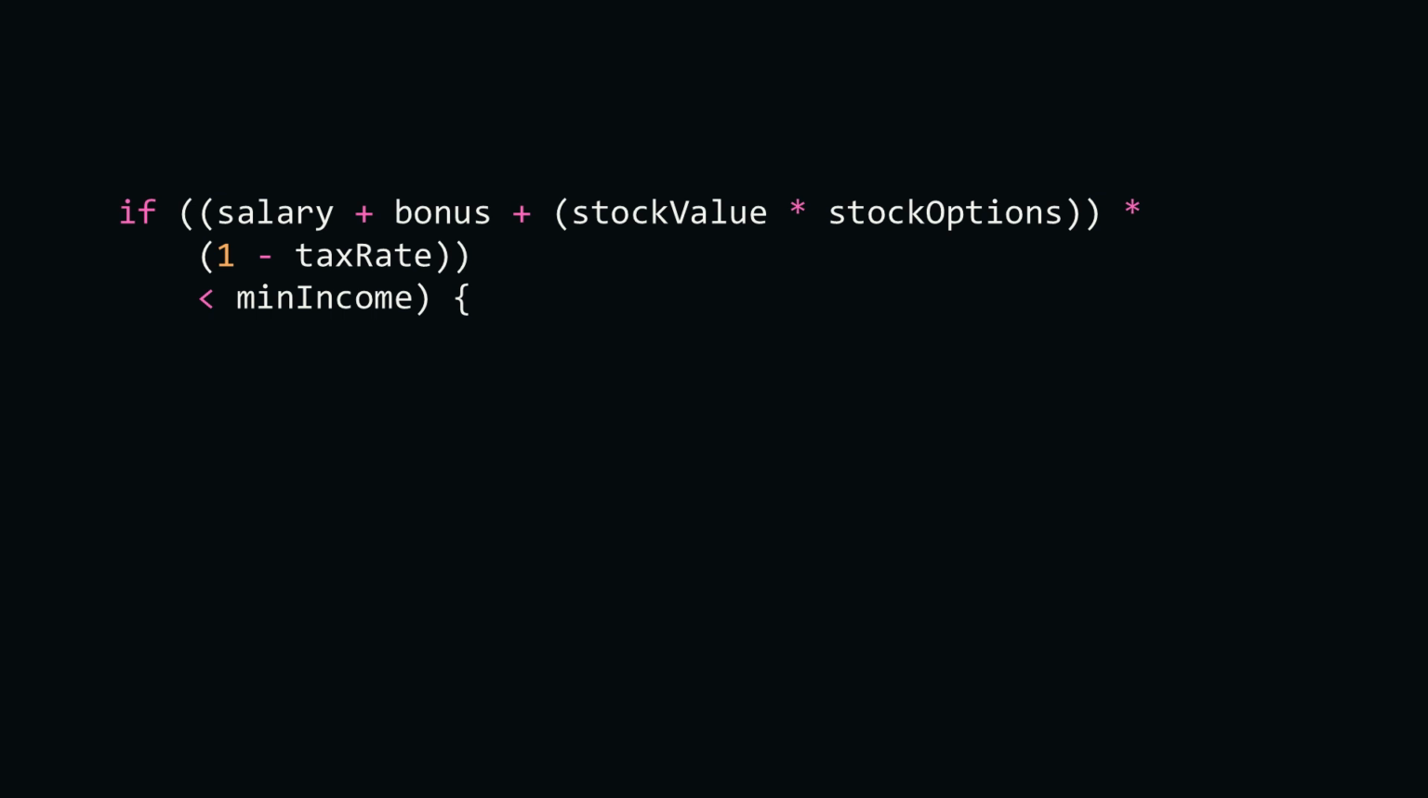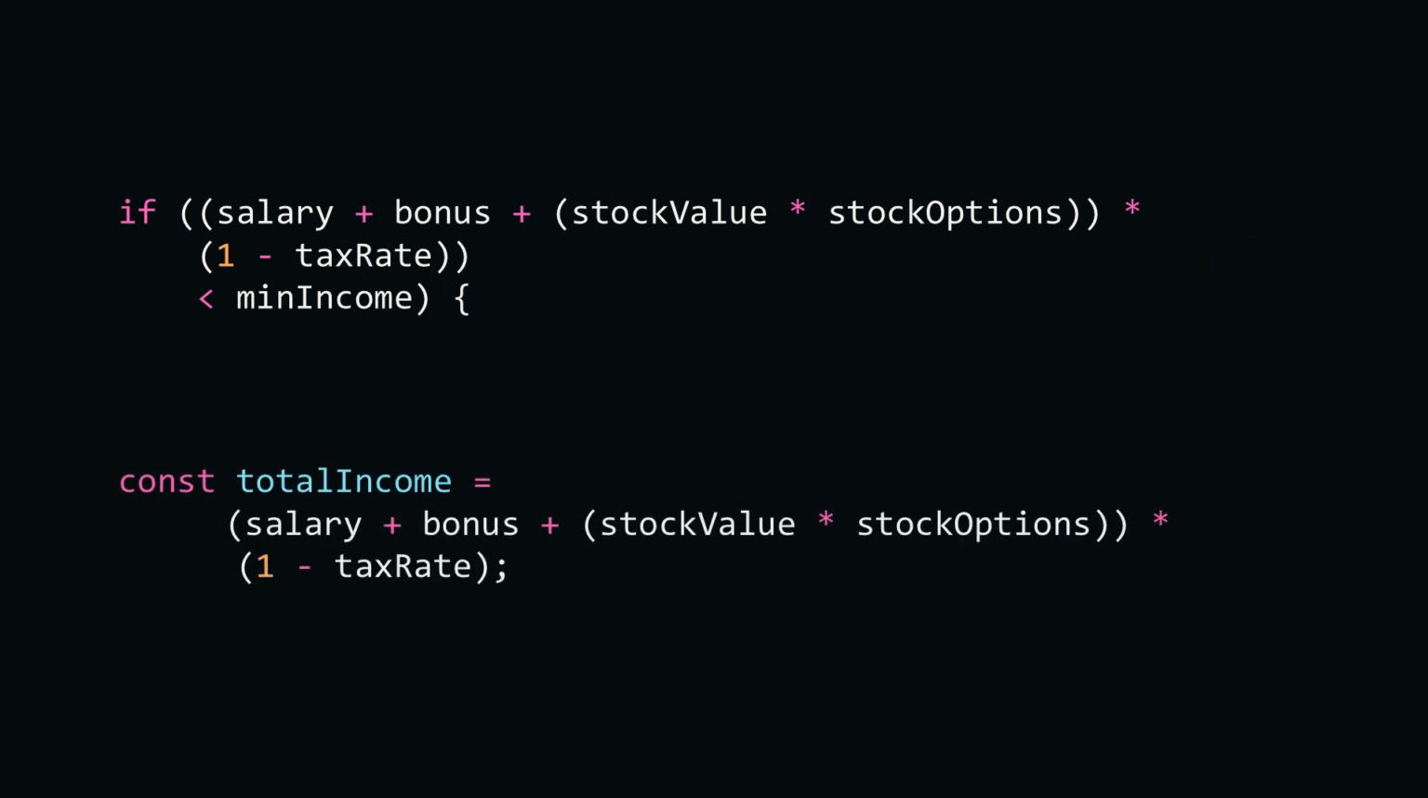What's salary plus bonus, and so on? And why do we check if it's smaller than minimum income? It's very hard to tell. The solution? Again, we'll take that expression, give it a name, total income in this case, and then replace the expression with its new name in the if statement. Now checking if total income is less than minimum income makes sense.